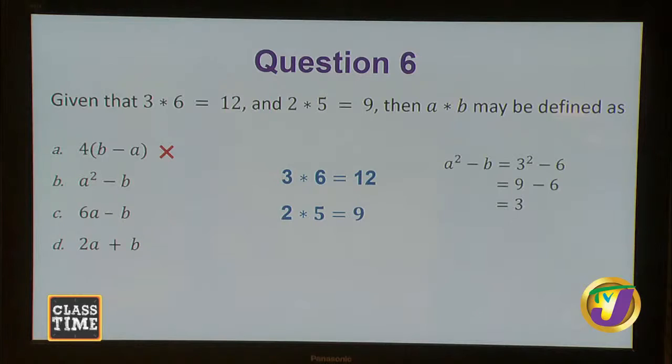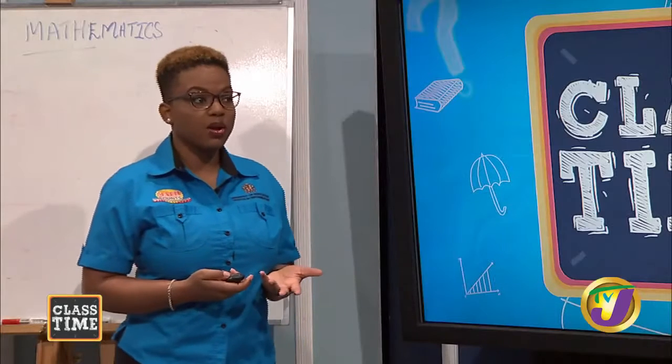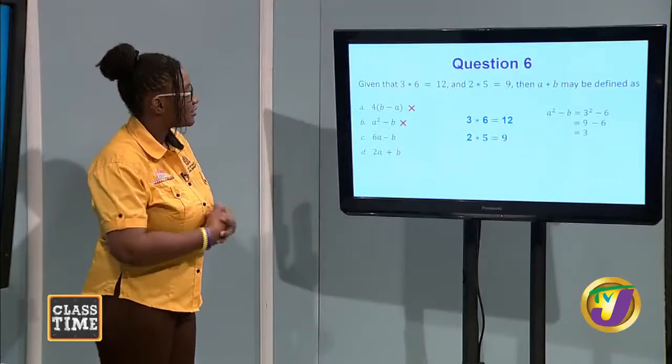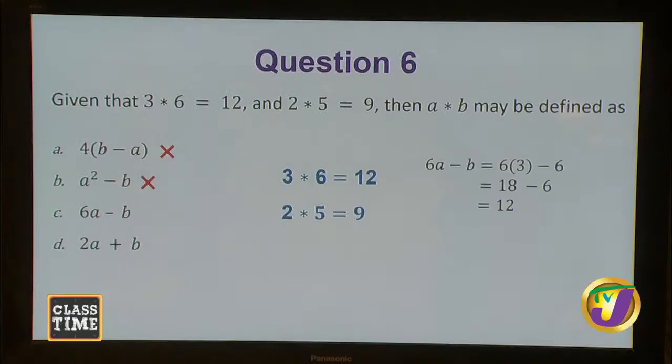So here it's A squared subtract B squared. We substituted our values and we're not getting that 12. Does it make sense to check the second one? It doesn't, because remember we're working on a time constraint and it must work for both. No time to waste. All right, so definitely B is out.